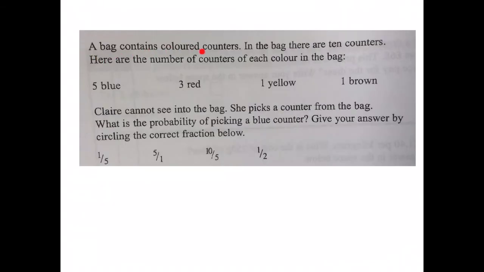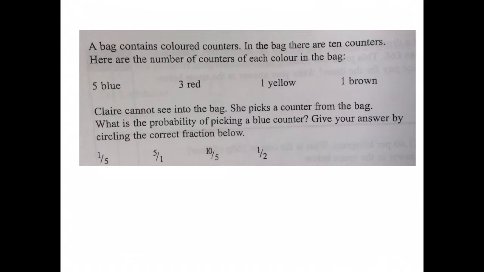A bag contains coloured counters. In the bag there are 10 counters. Here are the number of counters of each colour in the bag. Out of the 10, 5 are blue, 3 are red, 1 is yellow, and 1 is brown. Claire cannot see into the bag. She picks a counter from the bag. What is the probability of picking a blue counter? Give your answer by circling the correct fraction below.